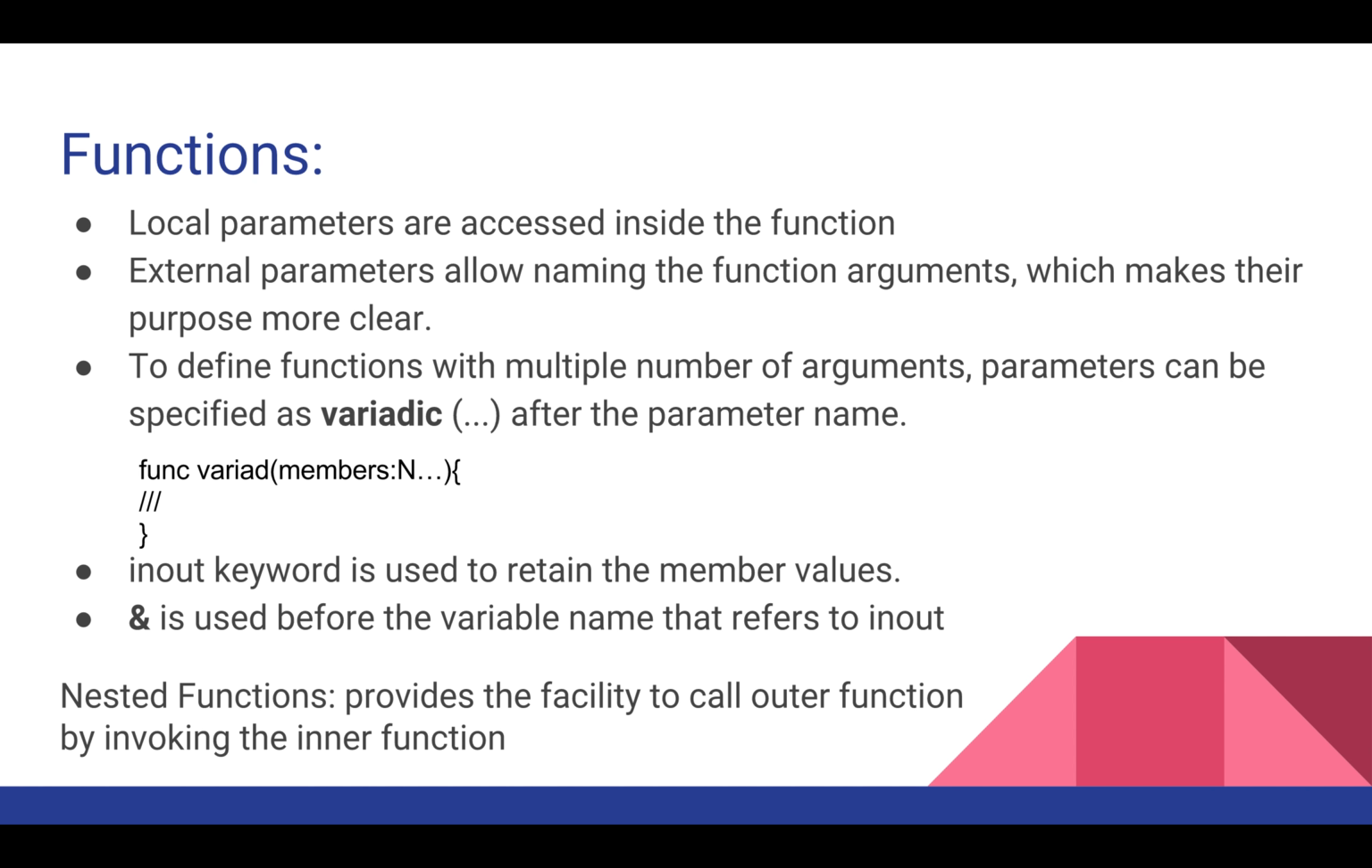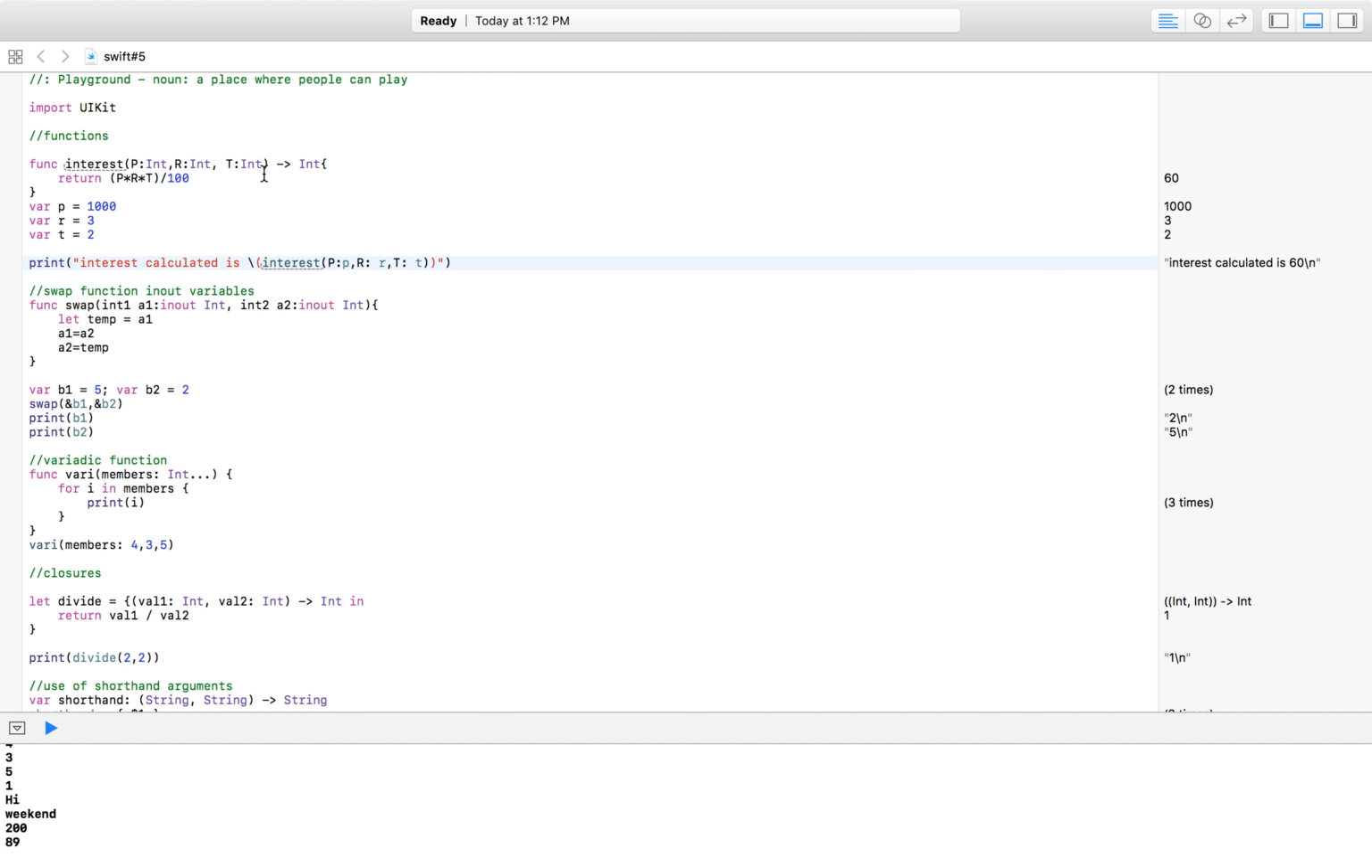There are two types of parameters in a Swift function, local parameters and external parameters. Local parameter names are accessed inside the function only. External parameter names allow us to name a function parameter to make their purpose more clear. In the case of the interest function, capital P, R, and T are the local parameters and small p, r, and t are the external parameters.